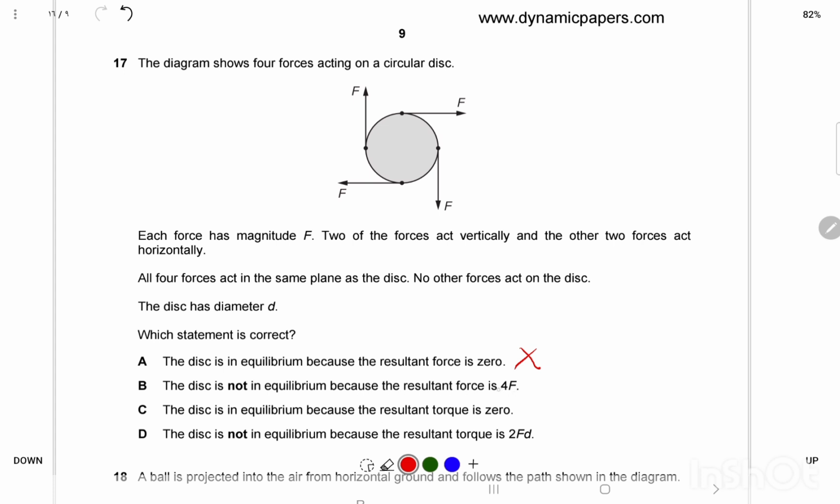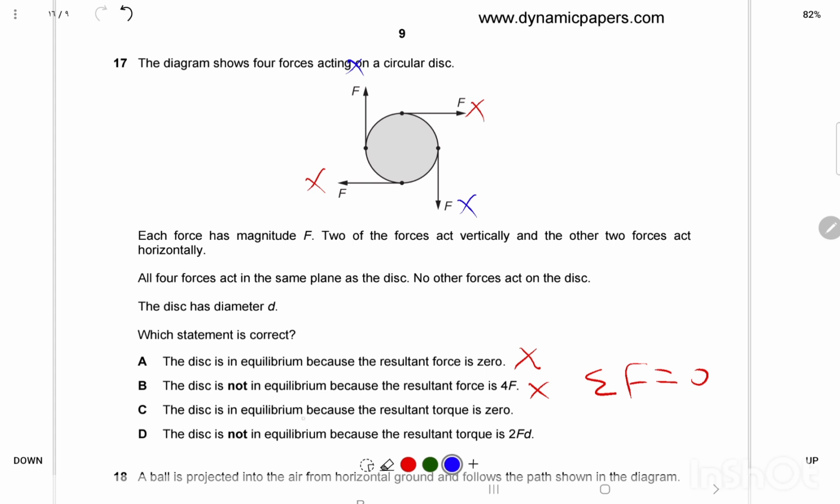When there is a resultant force, it's true that the disc will not be in equilibrium. But in fact, the resultant force is not 4F. Resultant force equals 0. The sum of forces is equal to 0 because these 2 forces cancel each other and these 2 forces cancel each other. Upward forces equal downward forces and forces to the right equal forces to the left. So clearly it's incorrect.